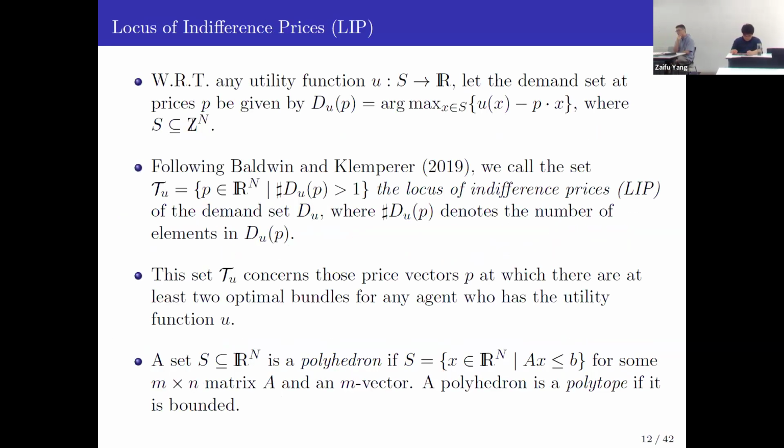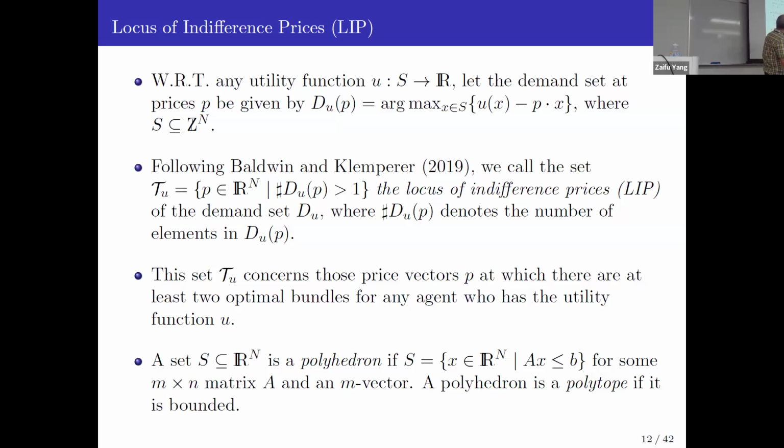I think some of you already knew this condition. Okay, I use this notation in demand set, and I follow Baldwin and Klemperer. So we have the LIP, calligraph L, which is a set of prices at which there are at least two optimal bundles. So what is it called? The locus of indifference prices. This set concerns those prices at which you have at least two optimal bundles.